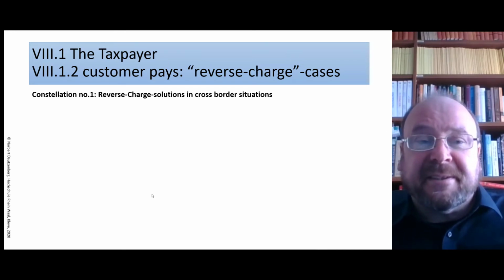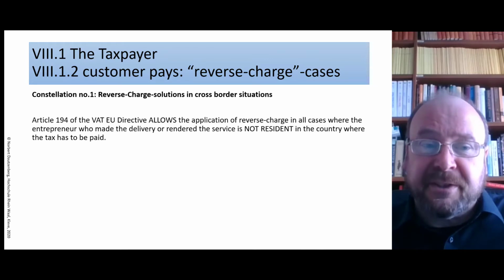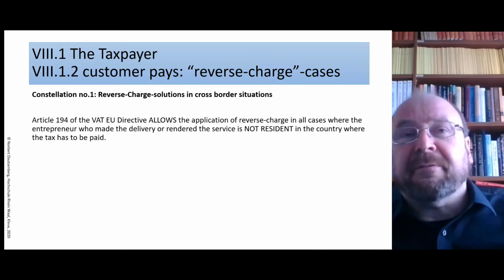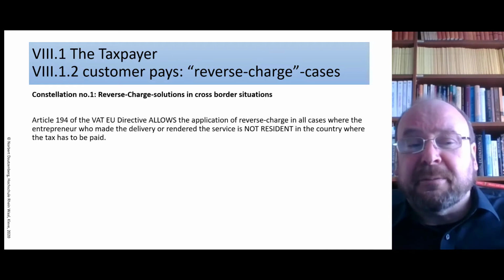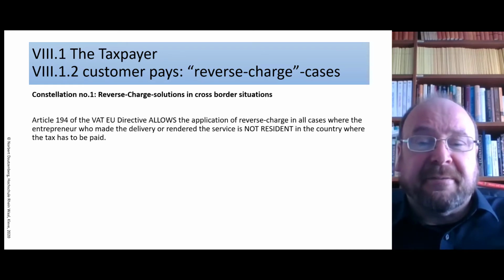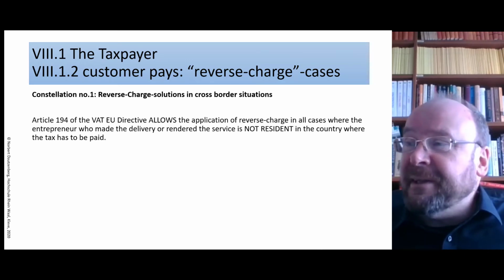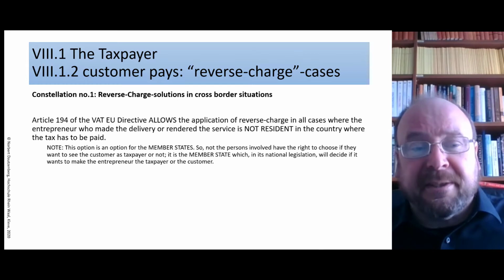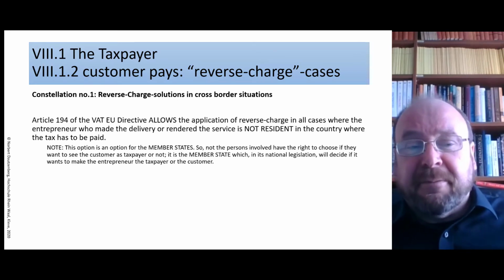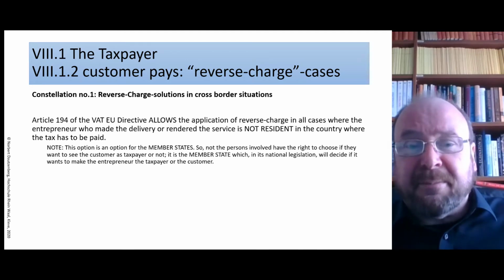First, the sense and effects of the reverse charge solution in cross-border situations. Article 194 of the VAT Directive allows the application of reverse charge solutions in all cases where the entrepreneur who made the delivery or rendered the service is not resident in the country where the tax has to be paid. So the member states have a clear choice to decide that they want to take the customer instead of the entrepreneur as taxpayer. This is an option for the member states, so not the persons involved have the right to choose, but the member states decide in their VAT laws if they use that option or not.